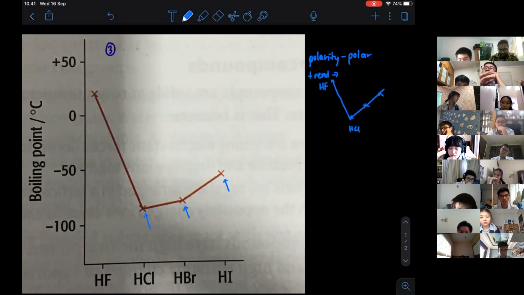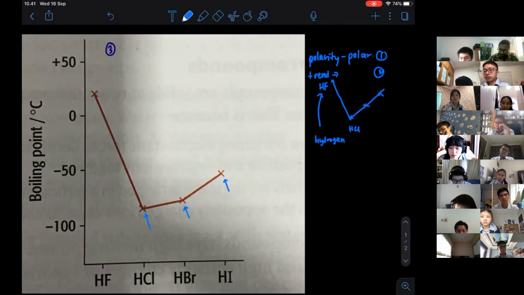So basically I have roughly 2 points over here. Apart from the trend, I think you still need to discuss about HF. Thompson, what are you going to discuss about HF? Hydrogen bond. Okay, you're going to discuss about hydrogen bonding. Good. So we discussed about HF, hydrogen bond, and you mentioned about polarity. Just now, someone mentioned about polarity.